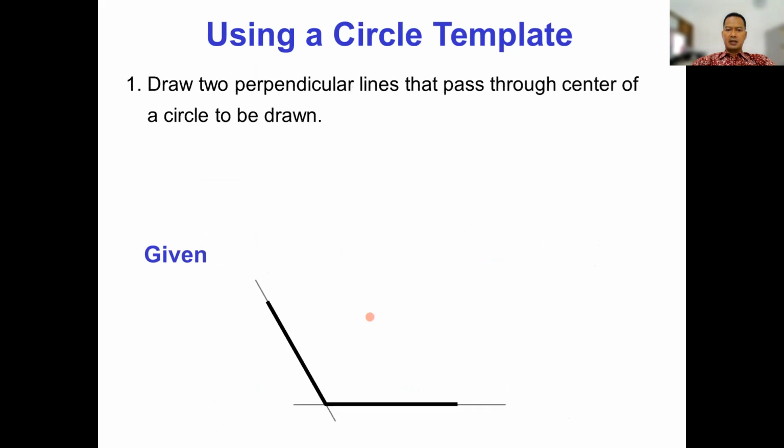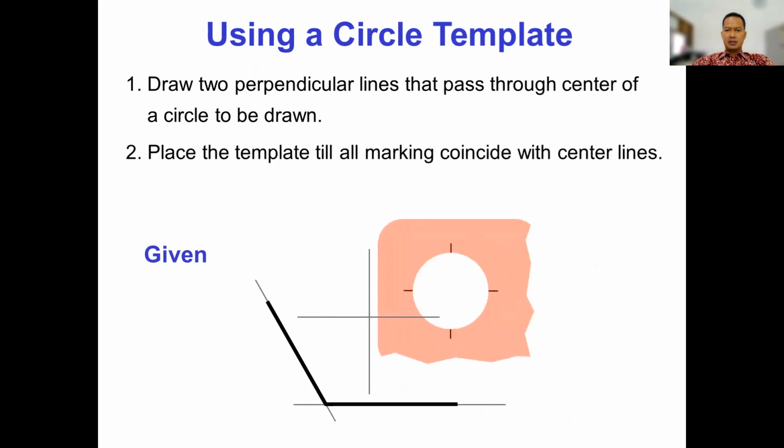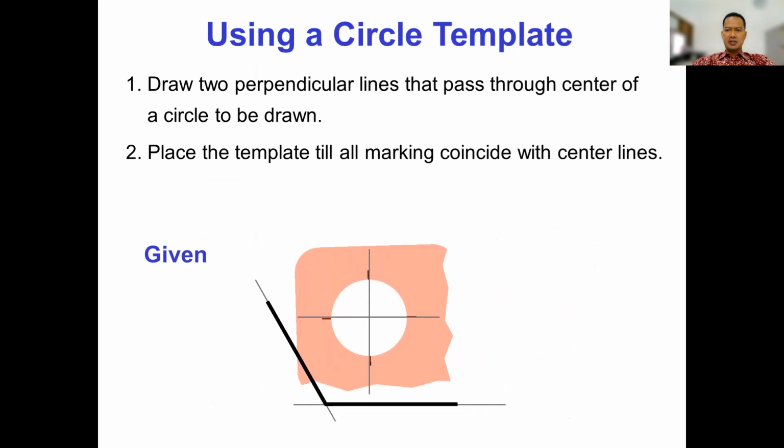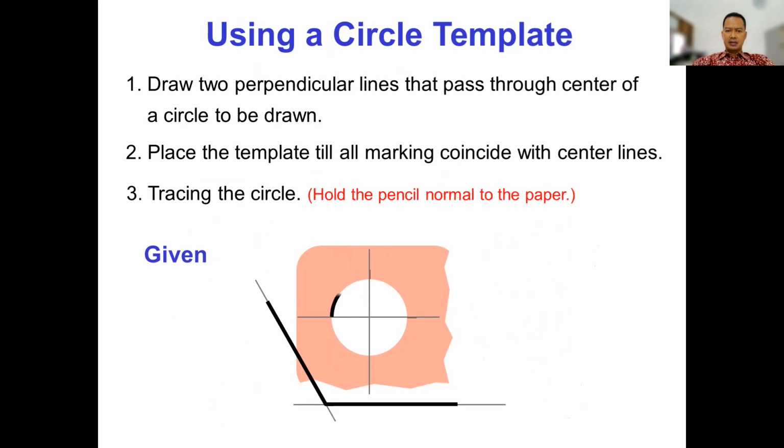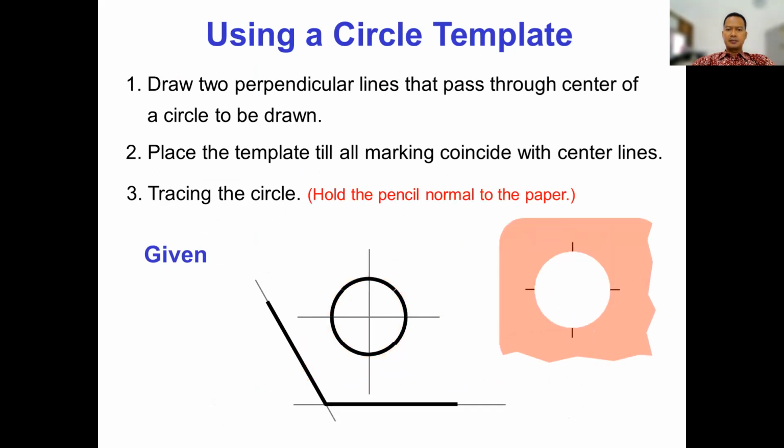Or you can also use a circle template. For example, given the center lines like this, you draw perpendicular lines that pass through the center of the circle, and place the template until all markings coincide with the center lines, and trace the circle like this.